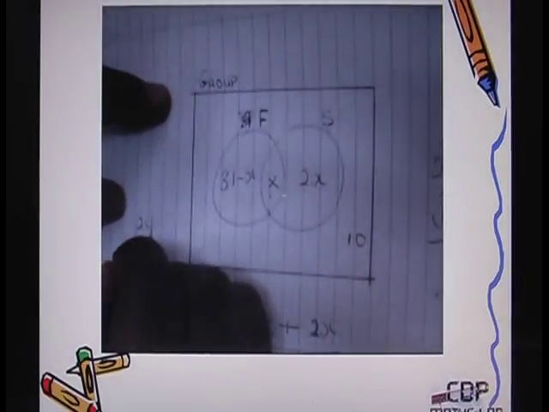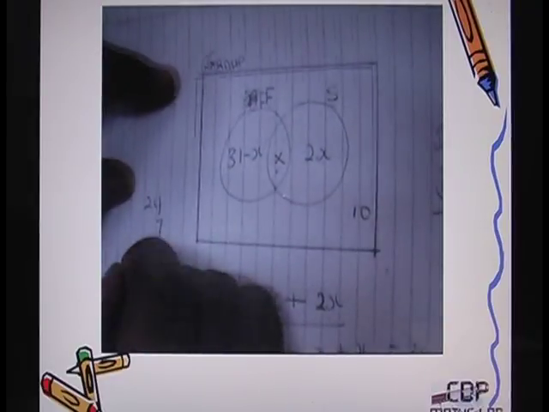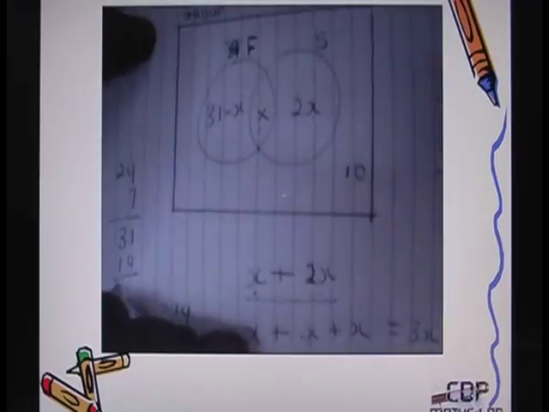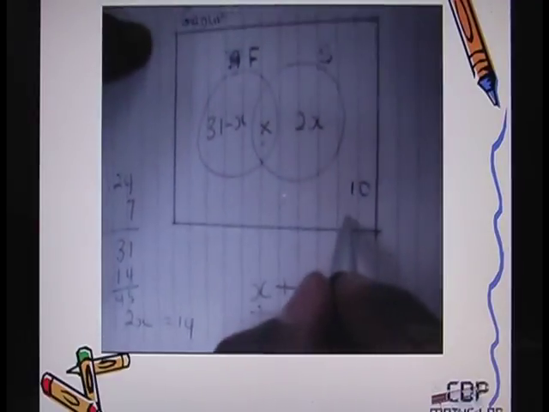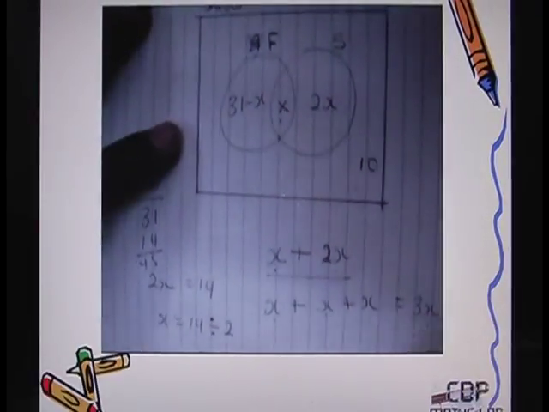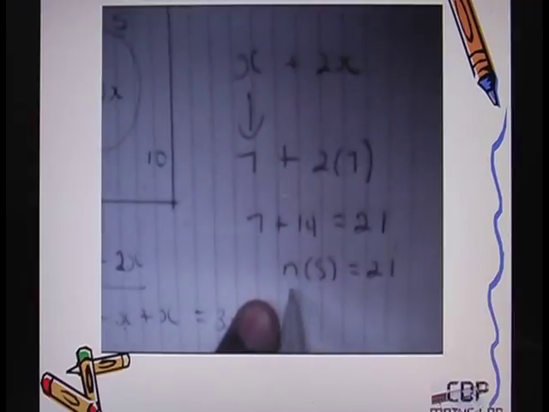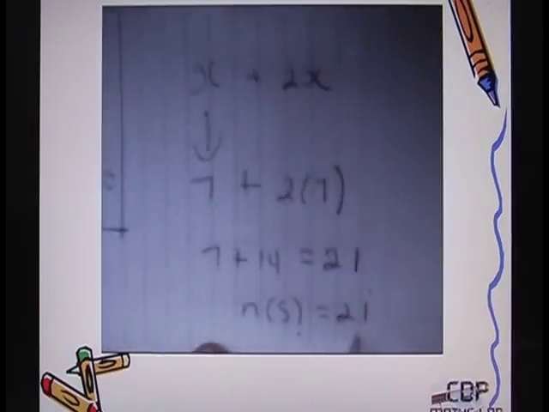24 plus 7 again, you will have what? 31 plus 14, you will have what? 45 plus 10, you will have 55. Therefore 7 is correct for the value for x. For the value for the number of students who pass Spanish is equal to 21.